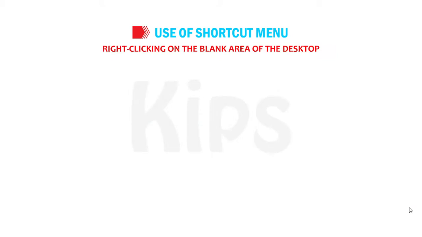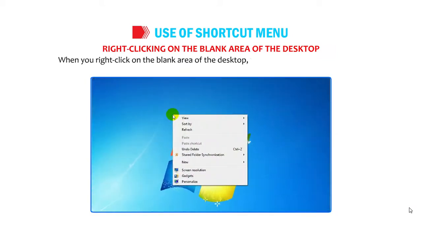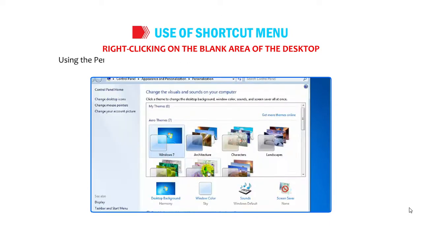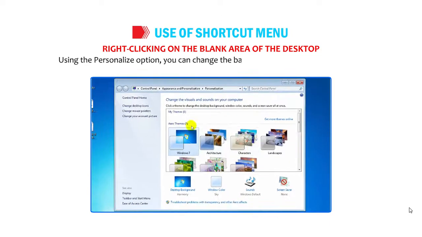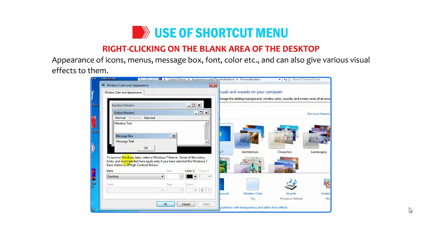Right-clicking on the blank area of the desktop. When you right-click on the blank area of the desktop, you will find a menu with a list of options. The Personalize option can be seen at the bottom. Using the Personalize option, you can change the background, settings of the desktop, screensaver, appearance of icons, menus, message box, font, color, etc. and can also give various visual effects to them.